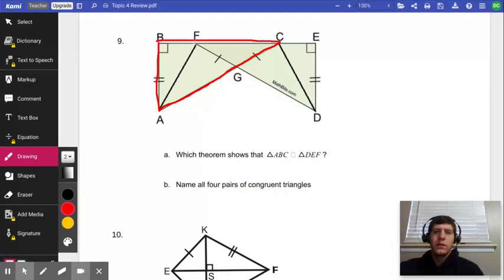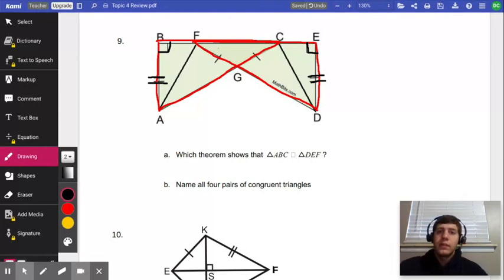Okay, and then triangle DEF would be this one. Okay, so those are our two triangles. If we notice here, we got one pair of sides. Okay, we have right angles here. So those are given. We have a right angle and then that pair of sides. So we need to add a third piece of information.